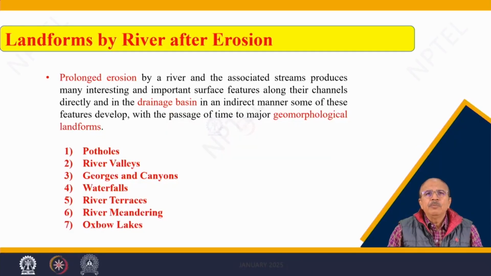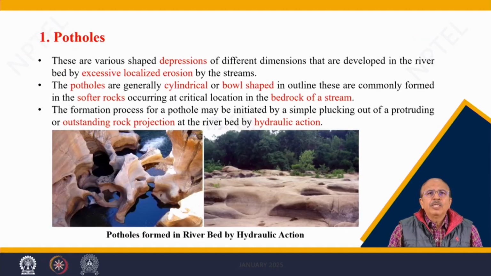Now we have seen erosion, transportation and deposition through the geological work of a river. Now the different landforms created because of this action are very important, because prolonged erosion by a river and the associated streams produces many interesting and important surface features like potholes, river valleys, gorges and canyons, waterfalls, river terraces, river meandering and oxbow lakes. Now one by one we will understand potholes.